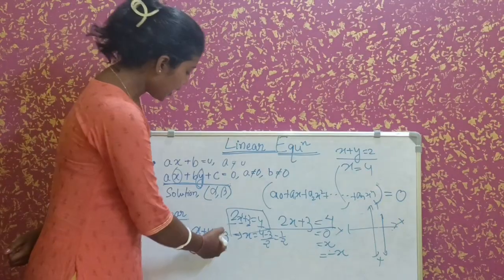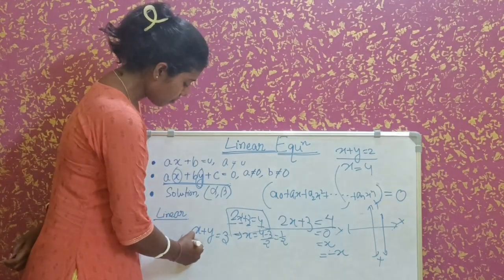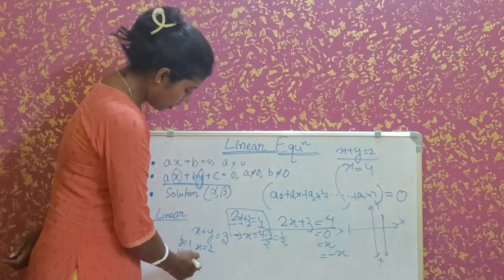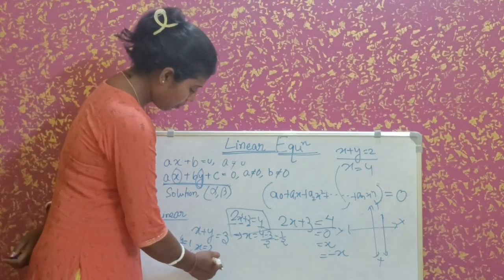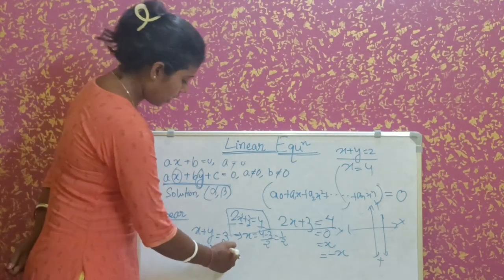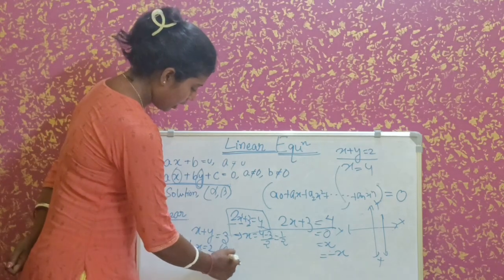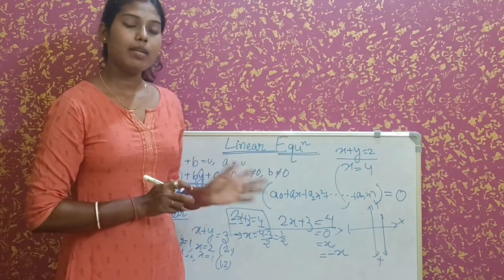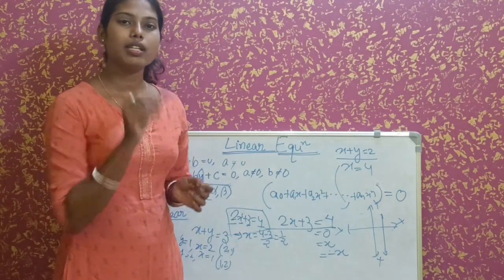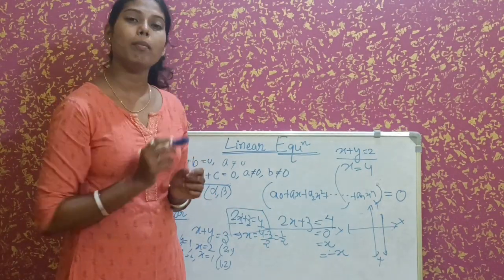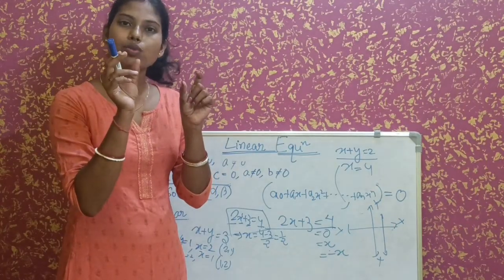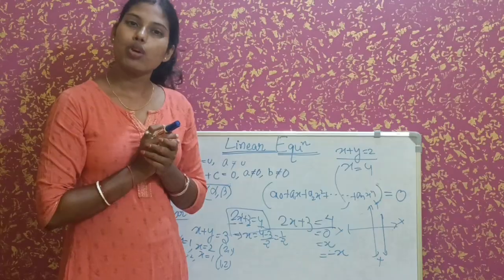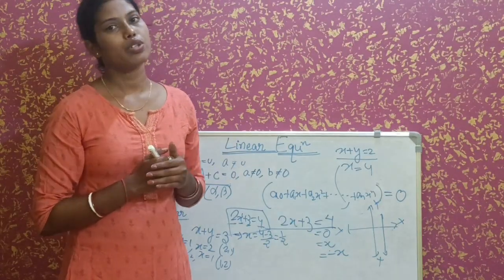How? If we take y equals 1, then x will become 2. If we take y equals 2, x will become 1. So the pair becomes (2, 1). Here the pair becomes (1, 2). That pair is written within parentheses separated by a comma. When we have two values, x and y, that pair is called the solution of the linear equation of two variables.